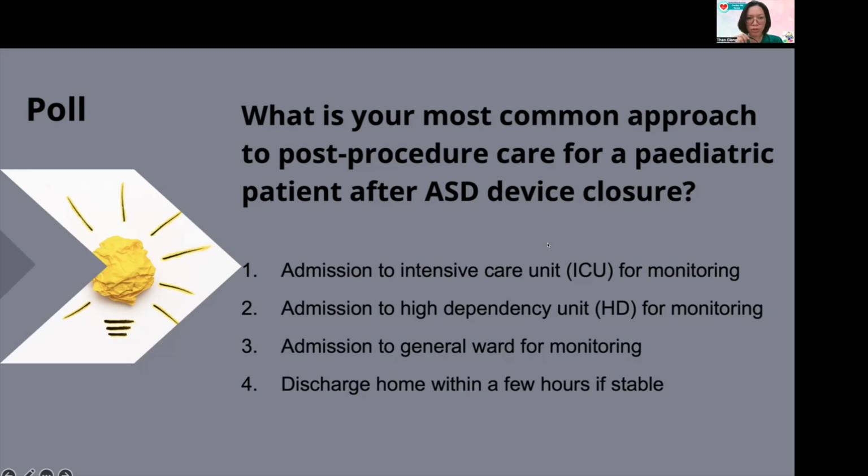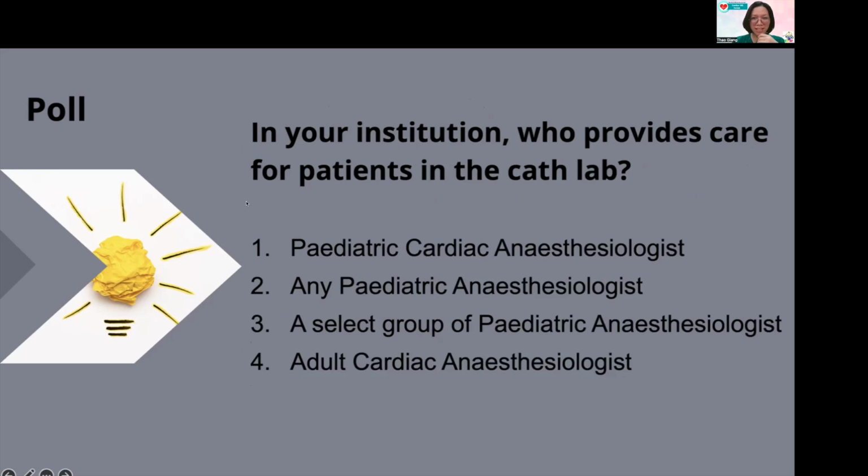1, admission to the ICU for monitoring. 2, admission to the high dependency unit for monitoring. 3, admission to the general ward for monitoring. And 4, discharge home within a few hours if the patient is stable. Wow, this is the result from our poll. It's showing a variety of approaches.